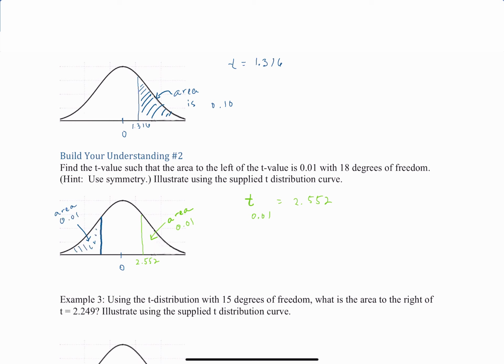How do we get that t-value? Well, we get it by putting a minus in front of the other t-value. So our answer is that the t-value we're looking for is minus 2.552.